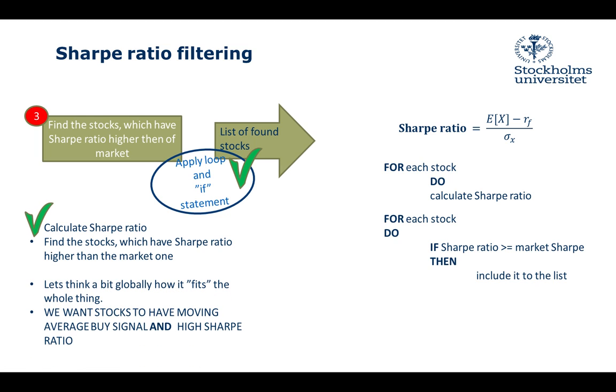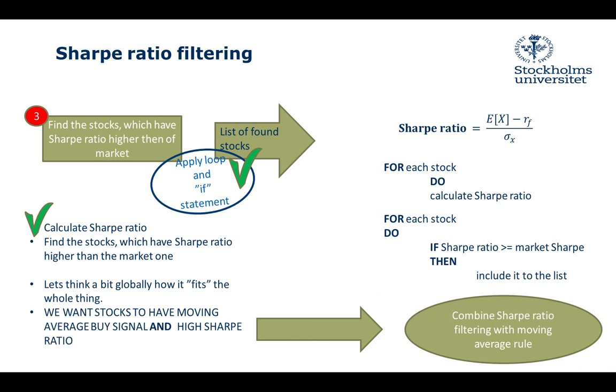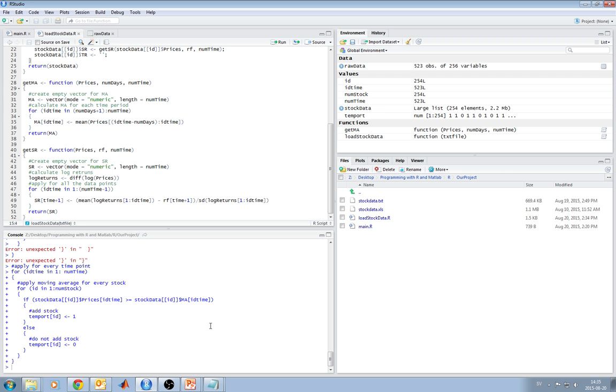But before doing this, let's think a bit globally about how it will fit our whole general framework. We want stocks to have a moving average buy signal and a high Sharpe ratio. And you can use this word "and" in constraints, so it has to be bigger than 5 and lower than 3, for example. Well, it doesn't make that much sense, but I think you got the idea. Then you can actually combine these two if statements, and we're going to use it together with our moving average rule.